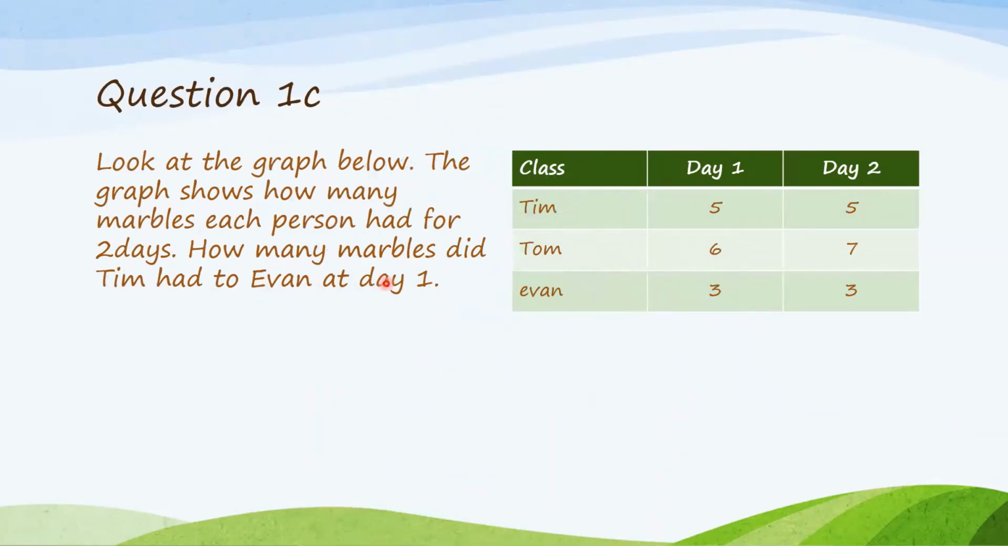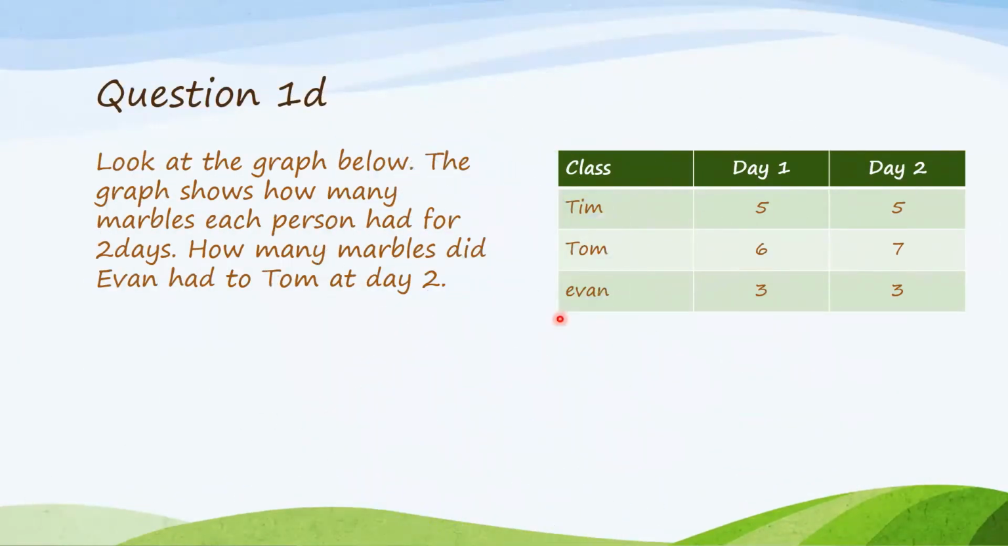Question 1c. Look at the graph again. The graph shows how many marbles each person had for 2 days. How many marbles did Tim have to Evan at day 1? Tim is 5. Evan is 3. So simply 5:3.